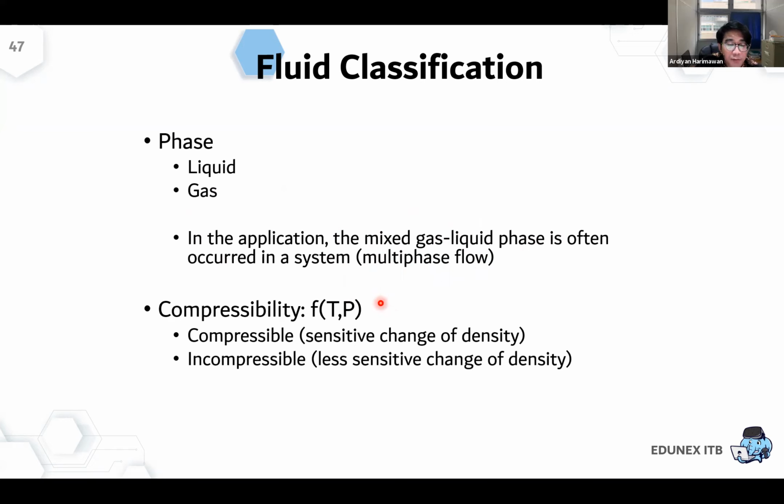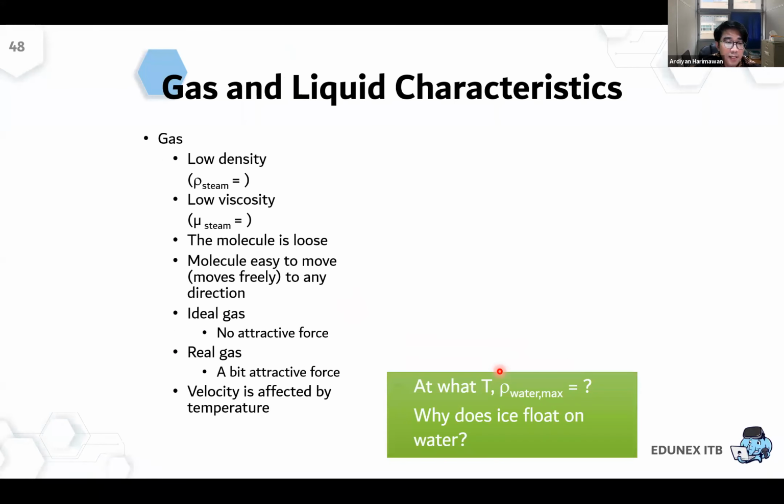And then compressibility. I think you already get the concept, right? A fluid is called compressible if its density is sensitive, or significantly changed, when the temperature or pressure is changed. It means a sensitive change of density. While for the incompressible, it's a less sensitive change in density.